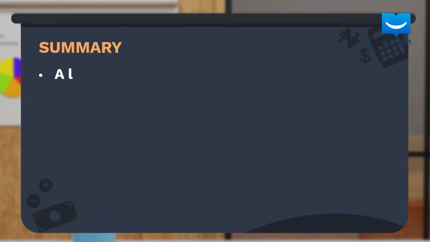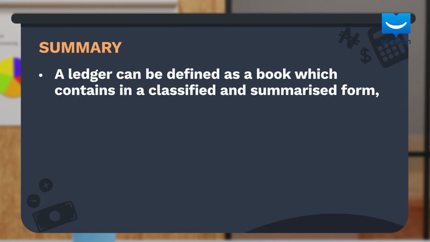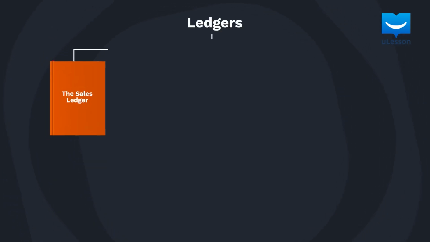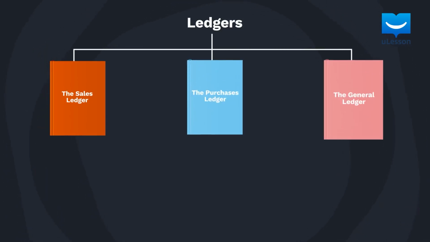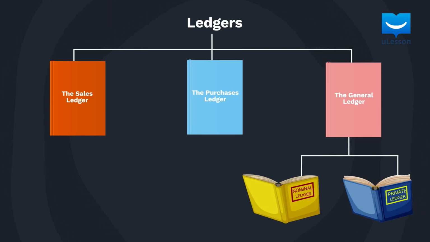You've now learned what a ledger is and its classification. A ledger can be defined as a book which contains in a classified and summarized form a permanent record of all transactions. There are predominantly three classes of ledger: the sales ledger, the purchases ledger, and the general ledger. In some situations, the general ledger may also be subdivided into two: the nominal ledger and the private ledger. In other cases, they are classified as types of ledgers on their own, making up 5 classes of ledger. The distinction is usually not always important.